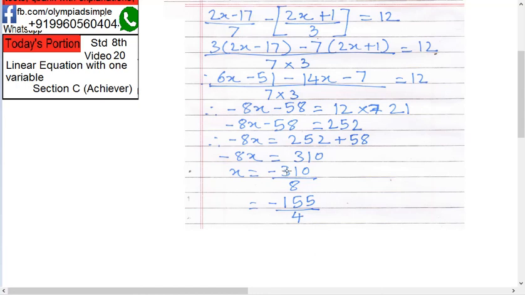Or you can write it this way also: minus can be taken in the numerator also. Minus 310 upon 8. 2 cancel it by 2. So minus 155 upon 4. That is the answer of x. That is the required answer.